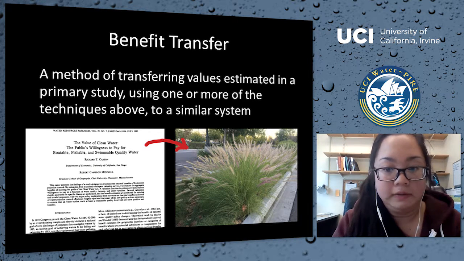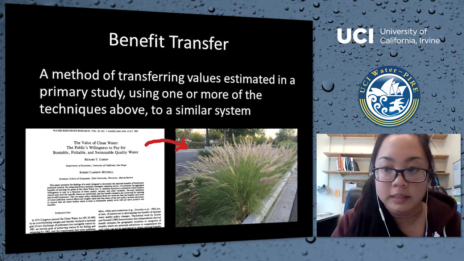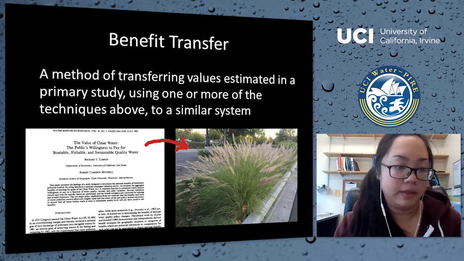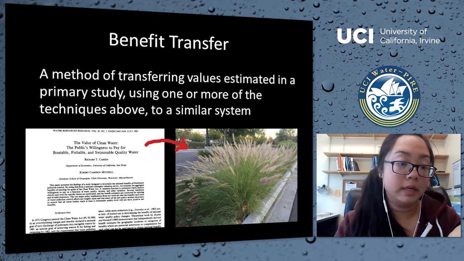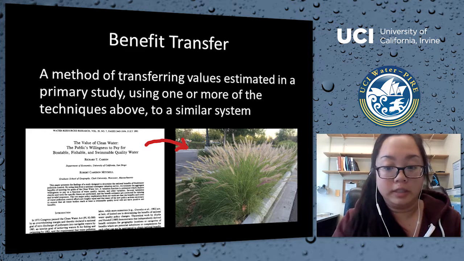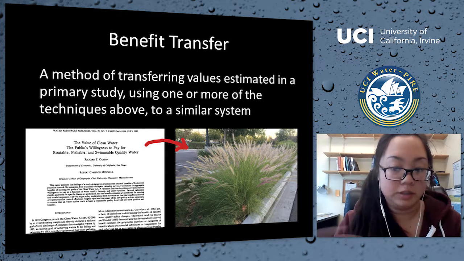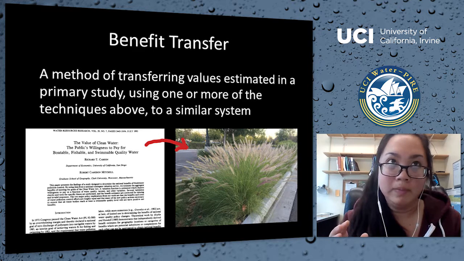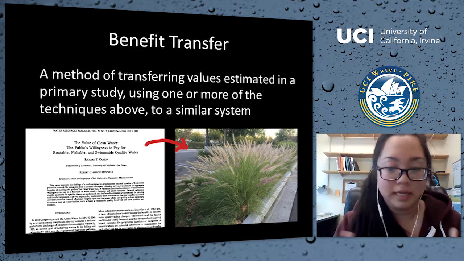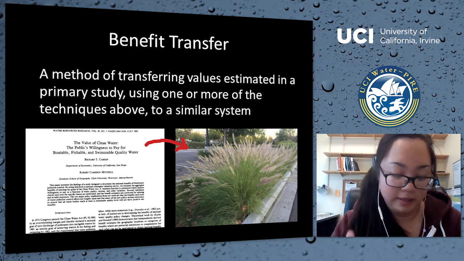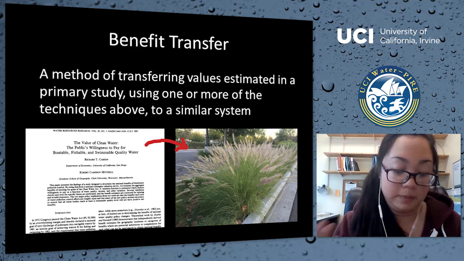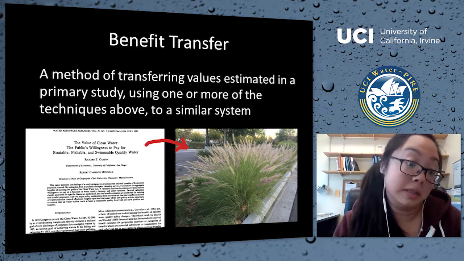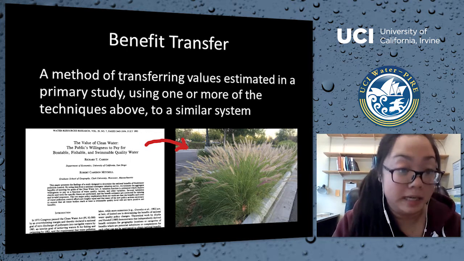And then we have, next slide, benefit transfer, which is just a method of transferring a value you get from one primary study to a similar system. So as I said before, constructed wetlands are, in my opinion, the closest analog to what a biofilter might be doing. And this is a good way to provide a preliminary estimate in the lack of a primary study, which is often expensive and takes a lot of time.